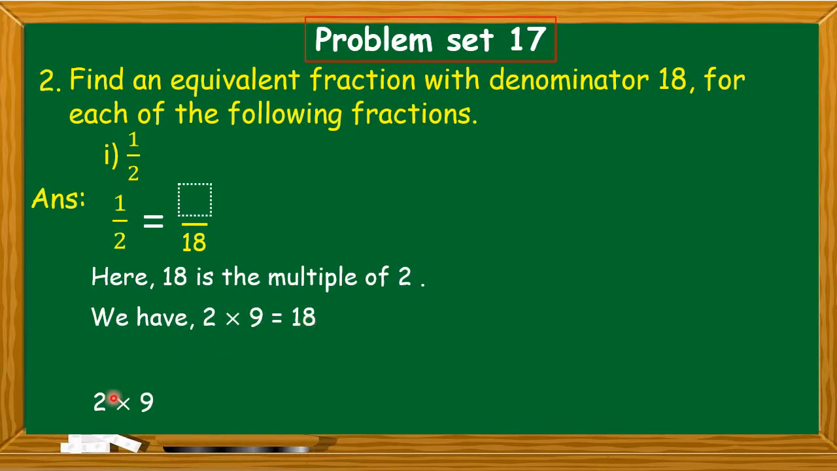Since we are multiplying the denominator 2 by 9 to get the equivalent fraction with denominator 18, we also have to multiply the numerator 1 by the same number, that is 9. So after multiplication we get 9 upon 18. So here is the missing numerator, that is 9. Hence we say 9 upon 18 is the equivalent fraction of 1 upon 2.